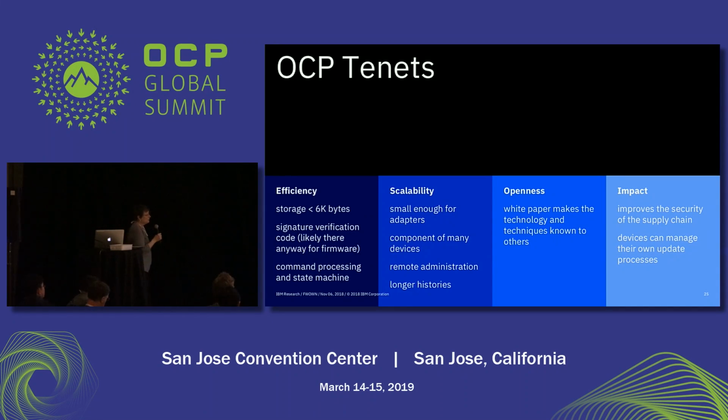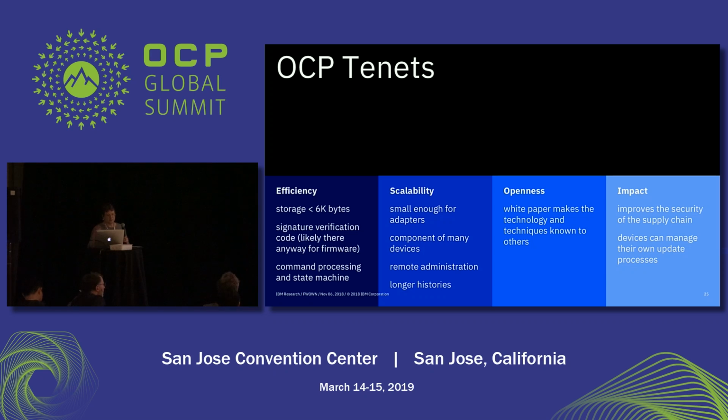All right, so OCP likes us to relate these concepts to their tenets. In this case, our scheme is quite efficient because it doesn't use much storage. The signature verification is probably the biggest part of the code, but it's likely there anyway because you have to verify the signed firmware itself, so you might as well verify the commands too. It's scalable, it runs in tiny little adapters, it runs in big servers, and it can be administered remotely. If you want to, you can keep longer histories, not just the previous owner, but many.